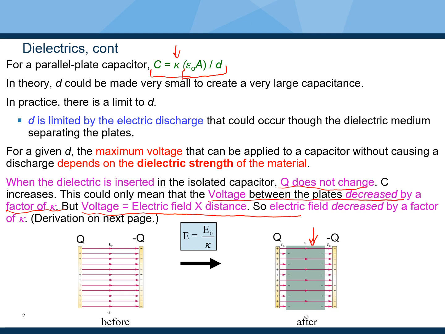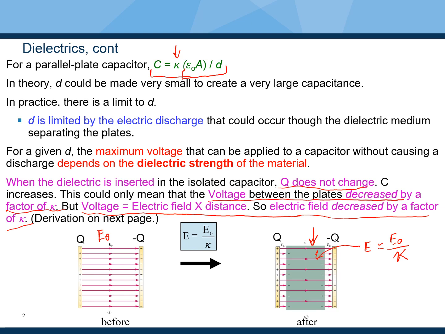Therefore, we can conclude that if the voltage is decreased by a factor of kappa, then the electric field between the two plates is also decreased by a factor of kappa. This gives us our important insight: you obtain the electric field E0 before the dielectric is inserted, and the electric field after the dielectric is inserted is just given by E, which is equal to E0 divided by kappa. Okay? So that's the important insight that we have gained.